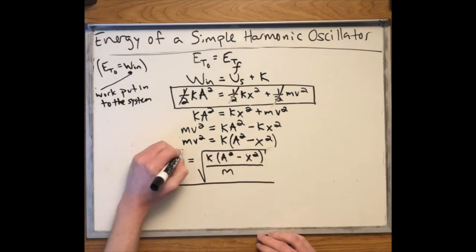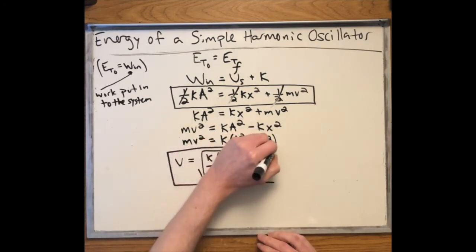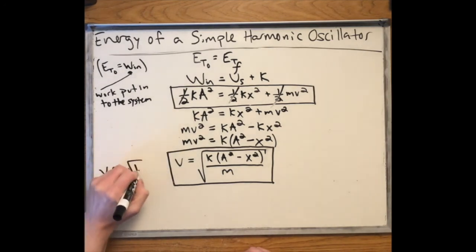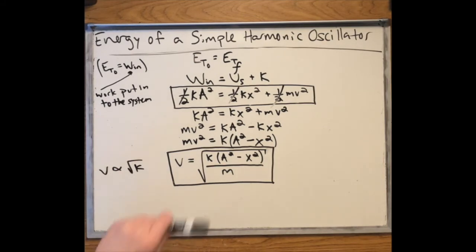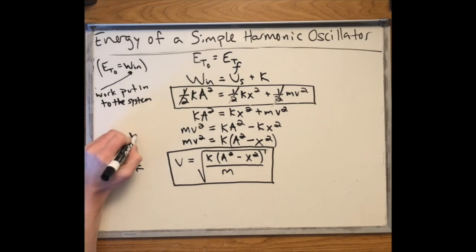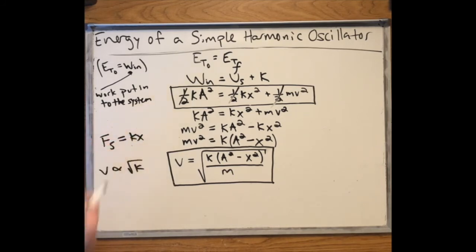Now let's take a second to make sense of a few important relationships. First, v is proportional to root k. That makes a lot of sense. Why? In magnitude, at least, the force is proportional to k. So for the same stretch, a bigger k means a bigger force.